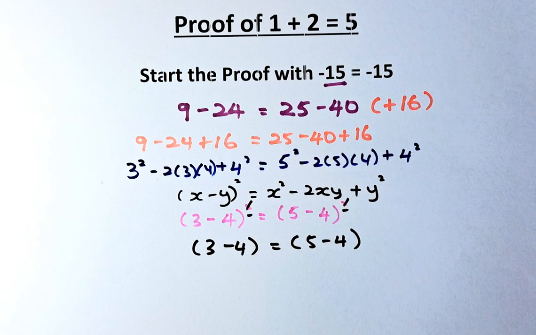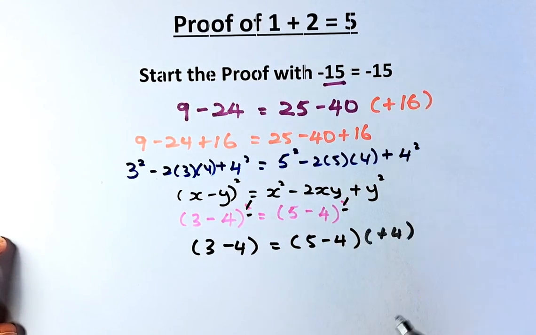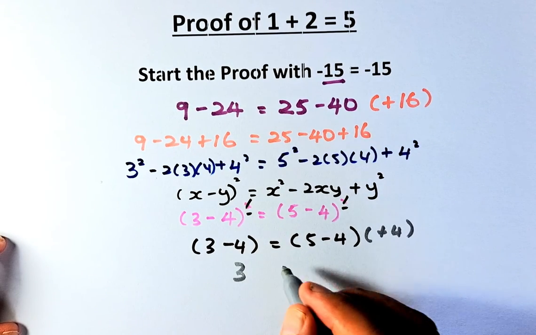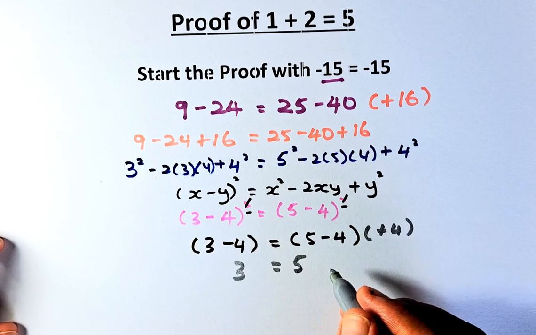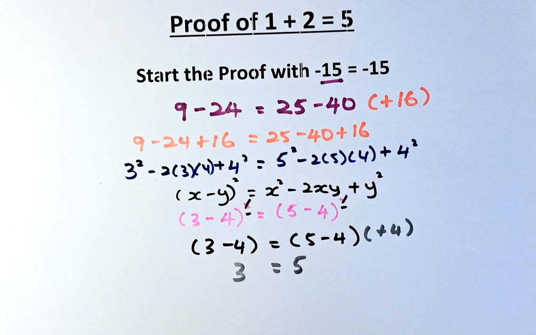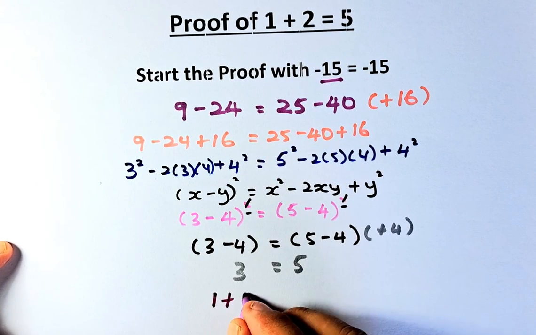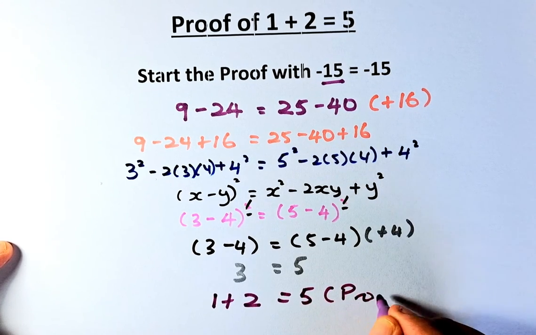Now we are going to solve this. If we add 4 on both sides of the equation, 3 minus 4 plus 4, you are left with 3. And on the right hand side, 5 minus 4 plus 4 is going to be 5. Now, because 3 is the same as 1 plus 2, we have proved that 1 plus 2 equals 5.